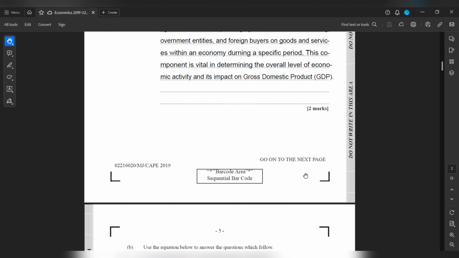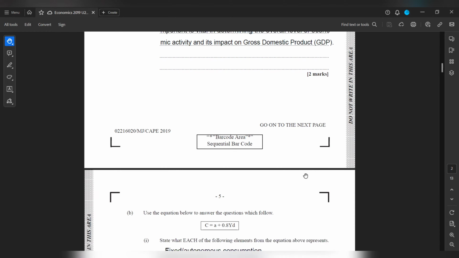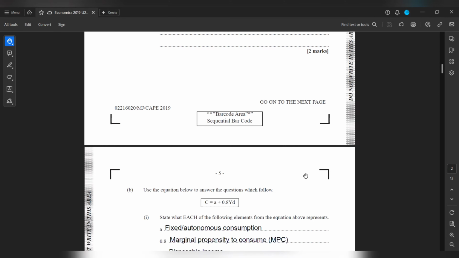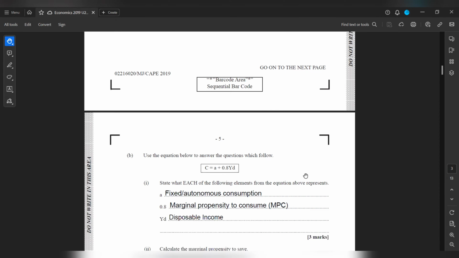Part B, use the equation below to answer the questions that follow. C is equal to A plus 0.8 YD. State what each of the following elements from the equation above represents. A is fixed autonomous consumption. 0.8 is the marginal propensity to consume, MPC, and YD is the disposable income.